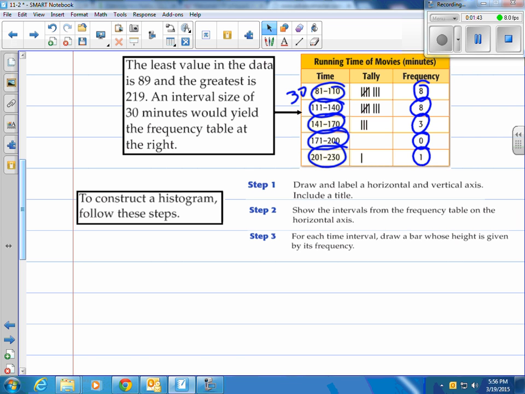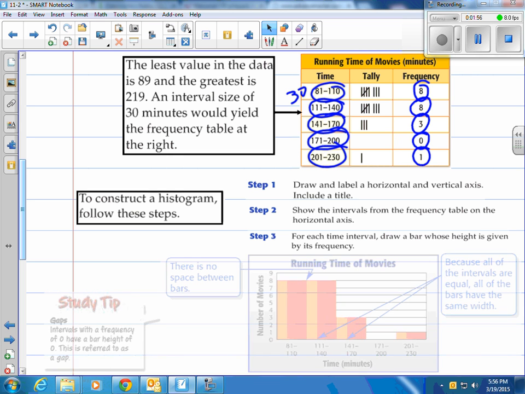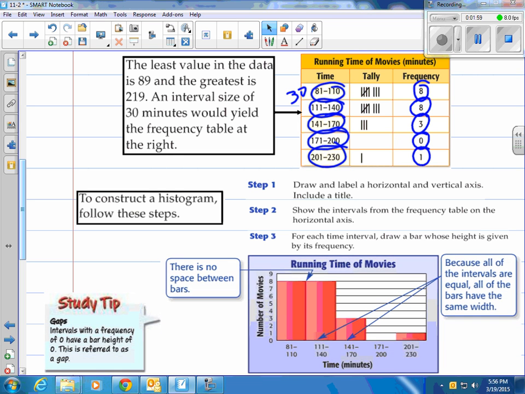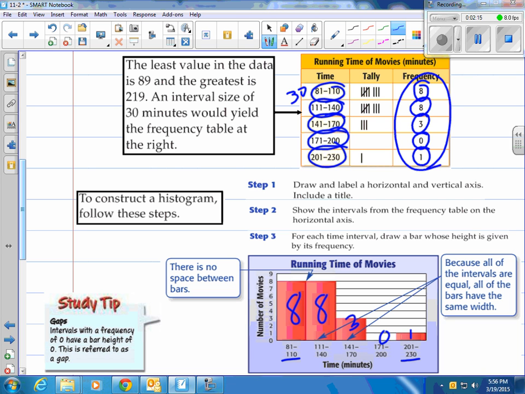We draw and label a horizontal and vertical axis, and then we include a title. We show the intervals from the frequency table on the horizontal axis, and then for each time interval, draw a bar whose height is given by its frequency, which I stated earlier. So take a look. They've gotten our horizontal and vertical axis drawn. They've labeled. They actually have each interval down. So we have 81 to 110 all the way up to 201 to 230. And then the heights of the bars are as given here. We have 8, 8, 3, 0, and 1.